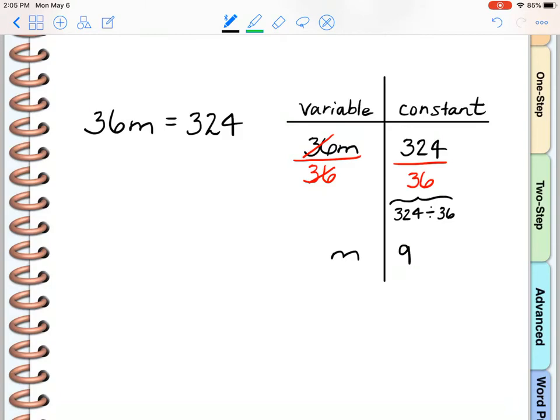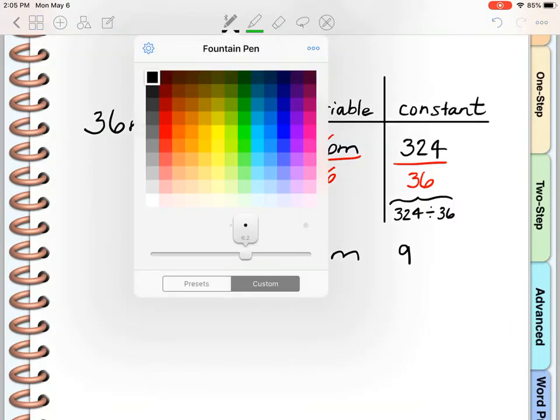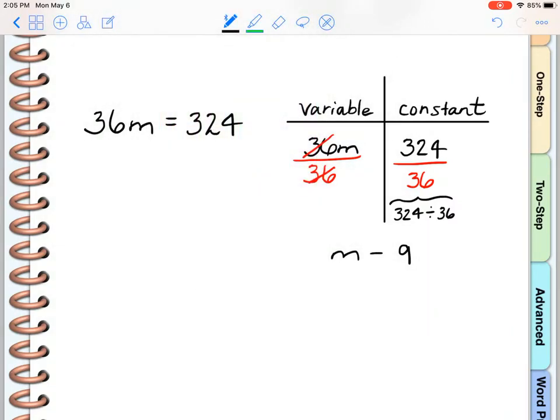I'm getting 9. Let me just check that one more time. And so 9 is your solution for this problem. So in this case, m equals 9.